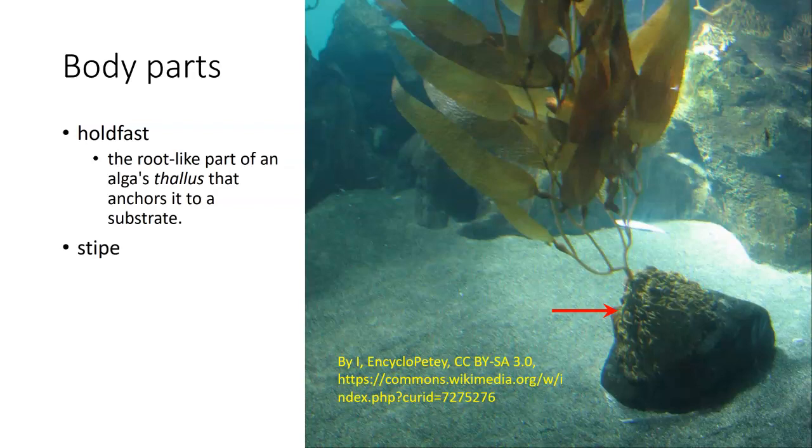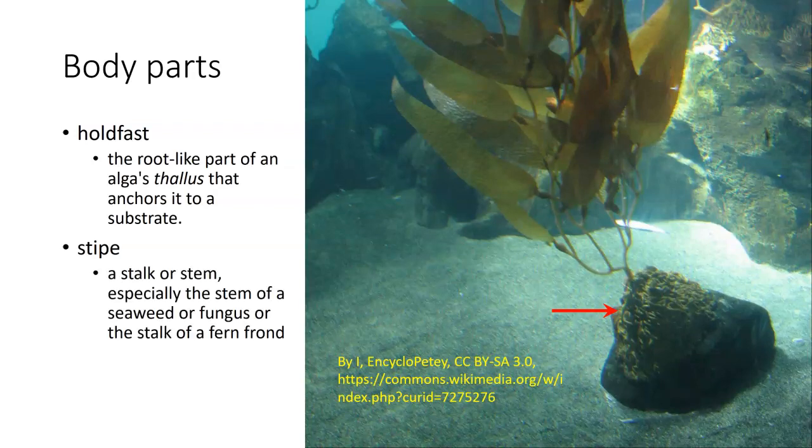We have what we call a stipe. And a stipe is a stem or a stalk, especially the stem of a seaweed or a fungus or the stalk of a fern frond. So what you see is this little undifferentiated part coming out, and here we've got two of them, and we call this the stipe. It's that part coming out. If you've ever seen a mushroom, that little stalk-like thing that comes up and holds it up is a stipe. And then we've got the leaf blade, and the blade is a leaf-like structure.